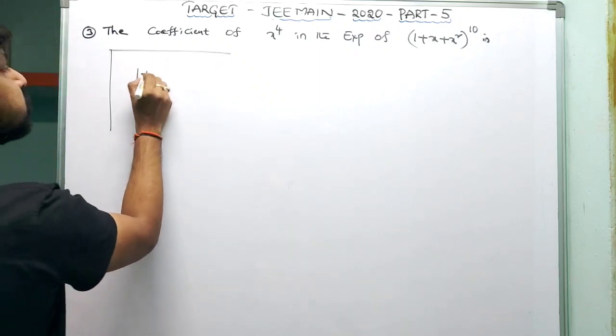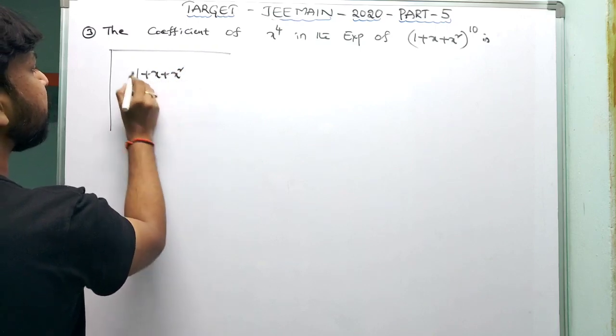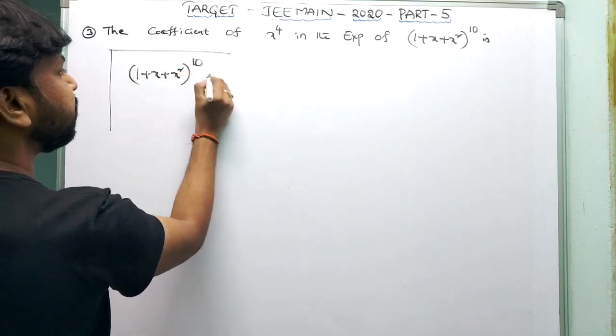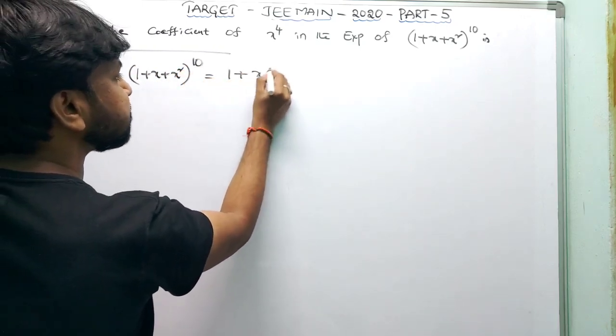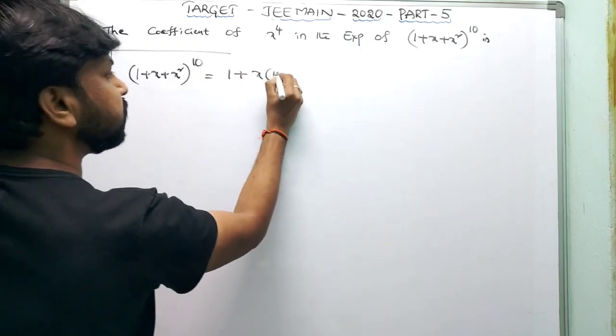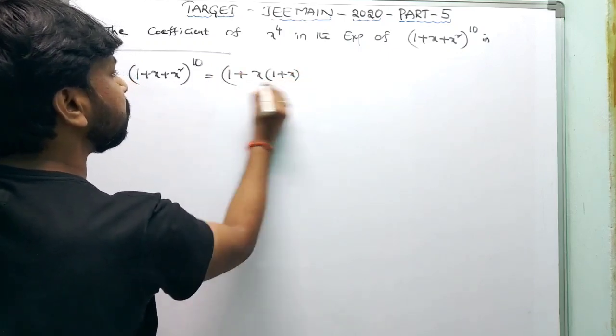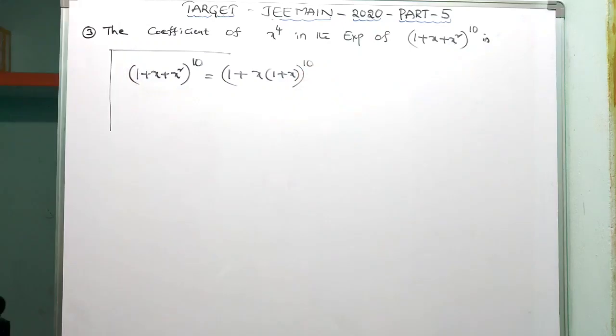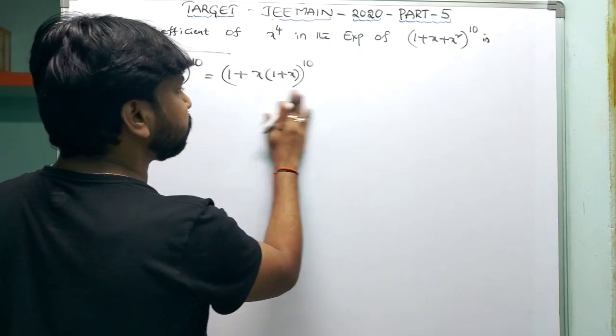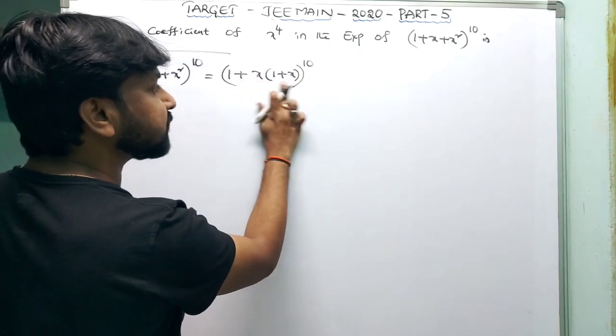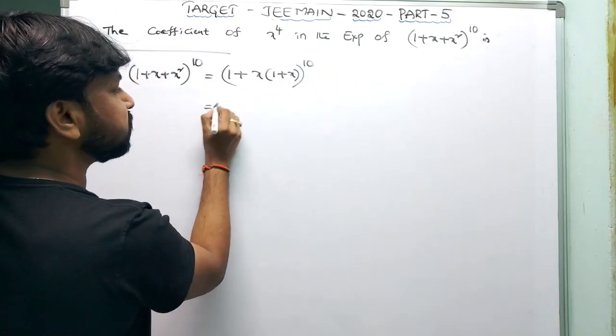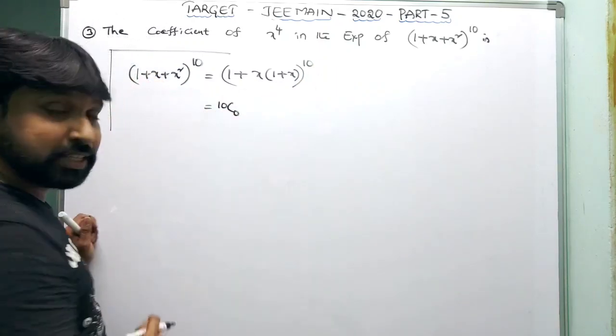How are you going to do it? (1 + x²)^10 can be written as... if you take x as common from these two, x(1 + x)... to the power of 10. Now let us move to the expansion of this one. Let it be called (1 + x)^n.